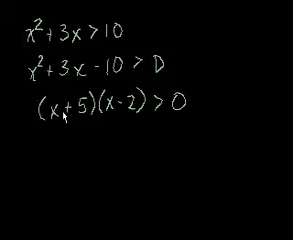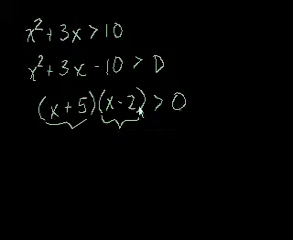We have two numbers, I guess you could view it. We have x plus 5, I view that as one number. Or I guess we have two expressions. We have x plus 5, and we have x minus 2. And when we're multiplying them, we're getting something greater than 0, right? Now, let's think about what happens when you multiply numbers. If they're both positive and you multiply them, then you get a positive number. And if they're both negative and you multiply them, then you also get a positive number, right?